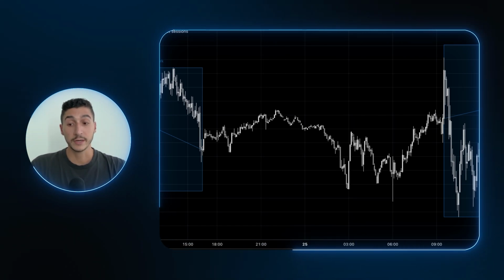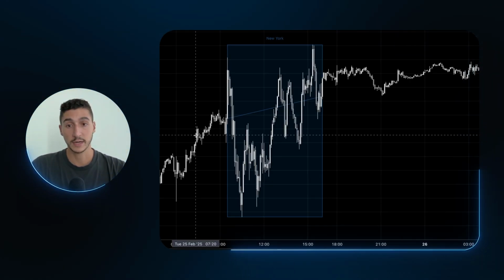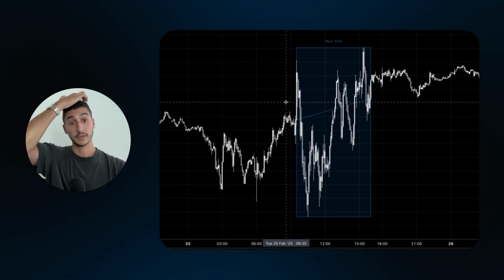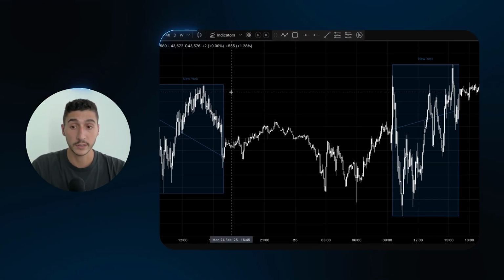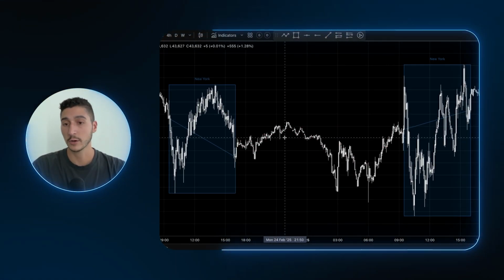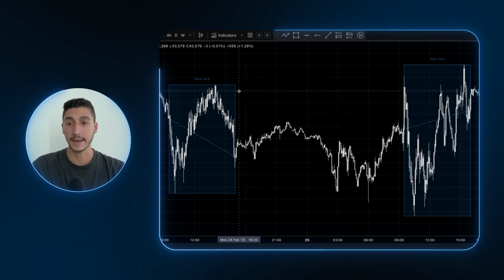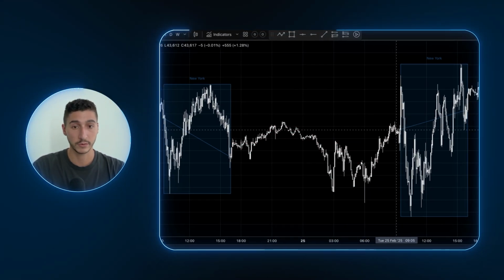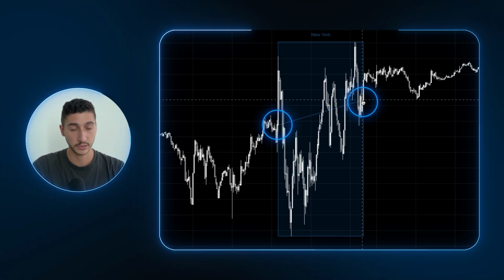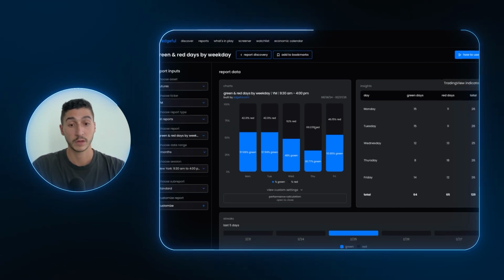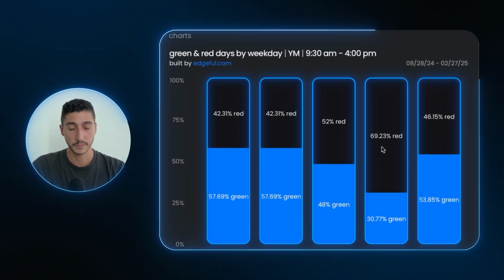Now we are looking at the New York session here, which means that we are looking only at the data within these blue boxes. We are completely ignoring this data here. We don't care about the daily open. We don't care about any of this data here. It is completely ignored. We are looking from this open to this close here, and that's how these are calculated.